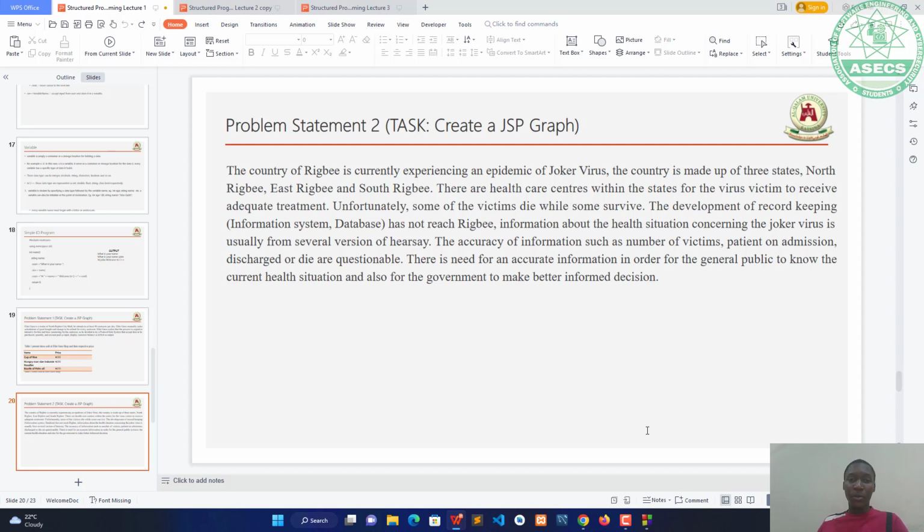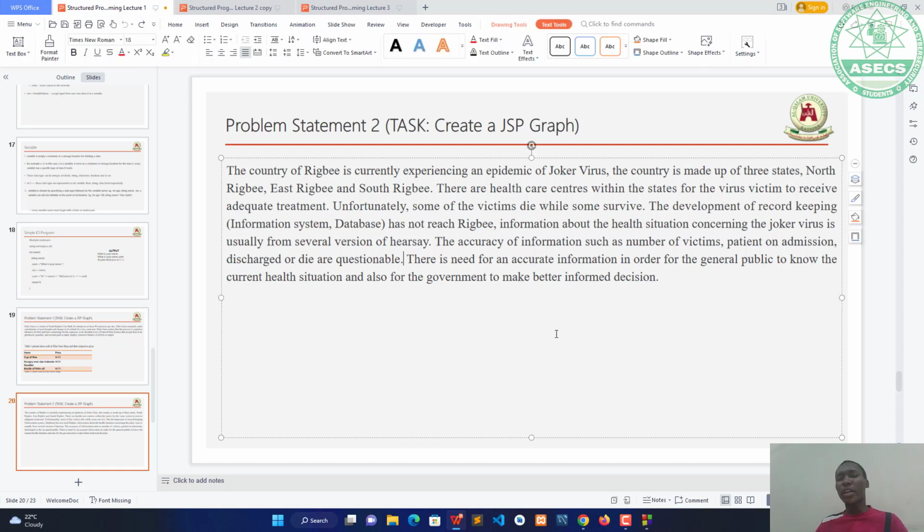The development of a record-keeping information system database has not reached Rigby. Information about the health situation concerning the Joka virus is usually from several versions of hearsay. The accuracy of information such as number of victims, patients on admission, discharge or death are questionable. Now, you should understand this. There is a need. Now, this is where the question comes.